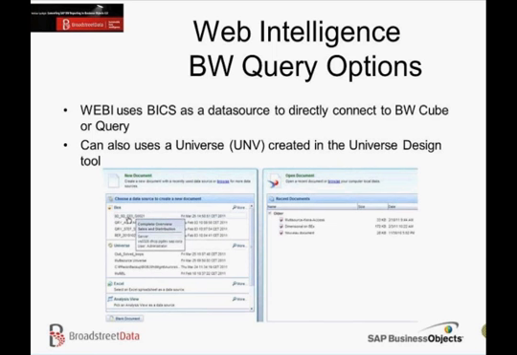So BICS becomes our data source for our data providers within our reports. And obviously, we can have multiple data providers that can connect to different sources. And we can also use the classic UNVs that were created in the Universe Designer tool using the 3.1 method. So we have 2 ways of connecting to BW data sources in Web Intelligence.